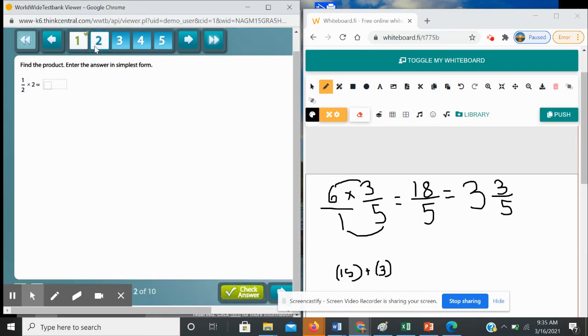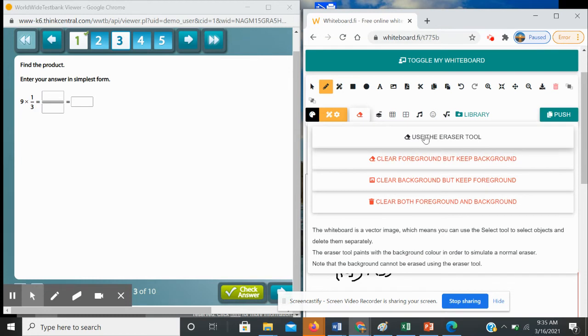Number 2 will be the same thing. Put that whole number of 2 over the number 1. Number 3 will be the same thing. Now this time they're going to just put it into the mixed number right away.